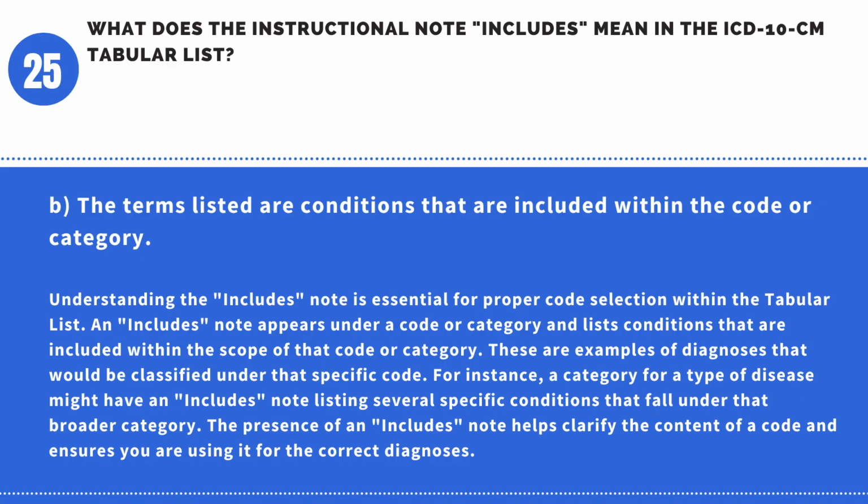For instance, a category for a type of disease might have an includes note listing several specific conditions that fall under that broader category. The presence of an includes note helps clarify the content of a code and ensures you are using it for the correct diagnoses.